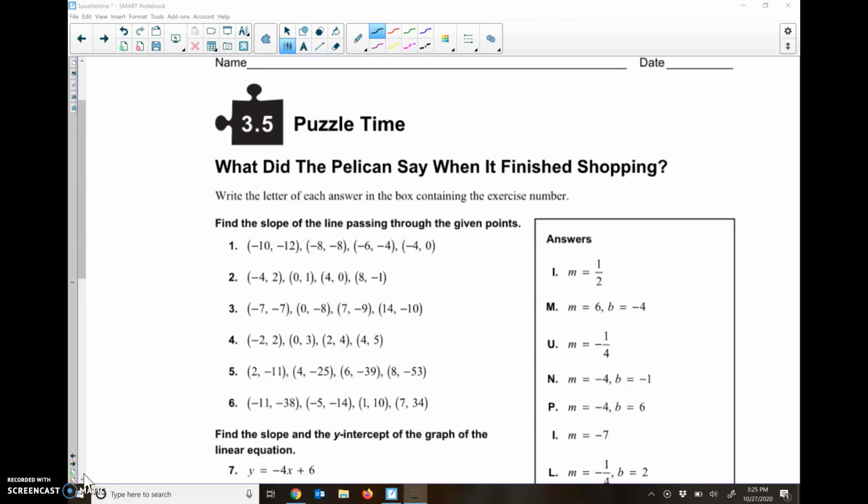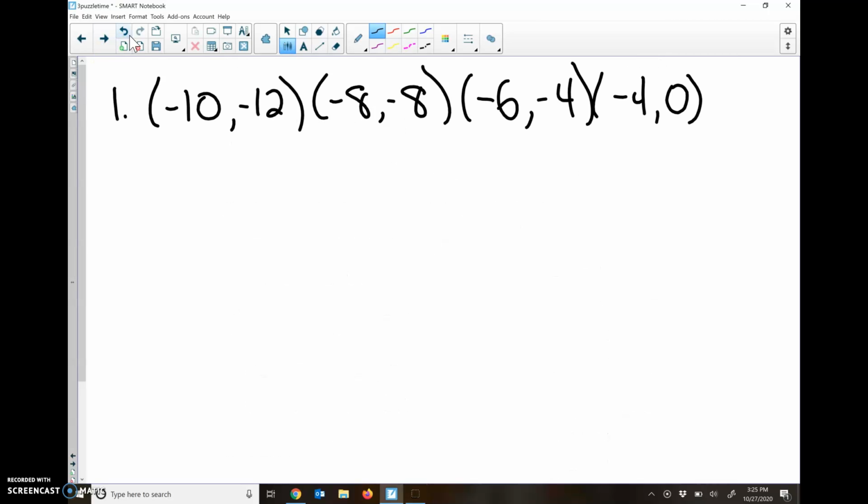So the joke for this one is, what did the pelican say when it finished shopping? All right, so we're going to look at number 1 here first. So I kind of wrote it out. This one might take up some room. So we need to find the slope.